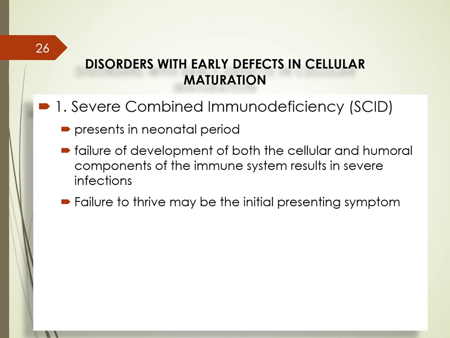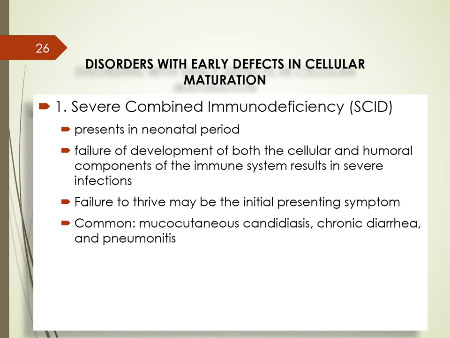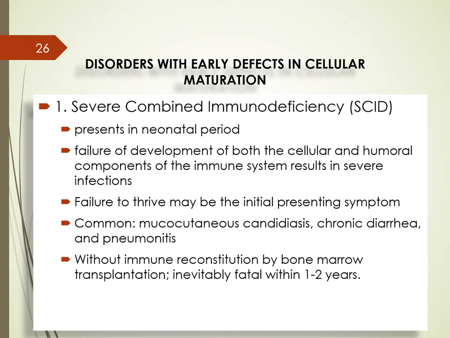The initial manifestation of this disorder may be failure to thrive, and another common manifestation aside from failure to thrive is the development of mucocutaneous candidiasis. The patient can suffer from chronic diarrhea and frequent bouts of pneumonia. Without reconstitution or replacement of your bone marrow by bone marrow transplantation, it is usually fatal within 1 to 2 years.